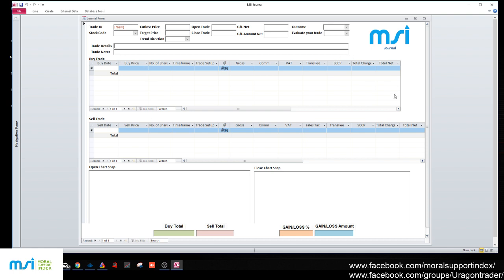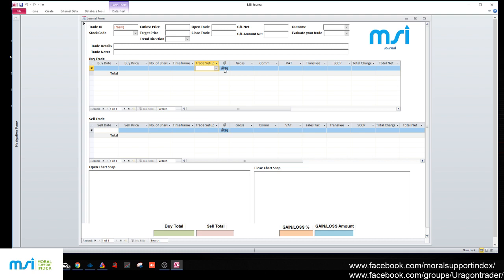Okay? So every time bibili kayo, dito kayo maglalagay ng data sa chart na to, dito sa tab na to. Okay, so you put in the date kung kailan nyo binili, your buy price, the number of shares, the time frame, kung anong time frame ang ginamit nyo para bumili. Then you have the trade setup, kung anong reason nyo, ba't nyo siya binili. What was your trading plan?